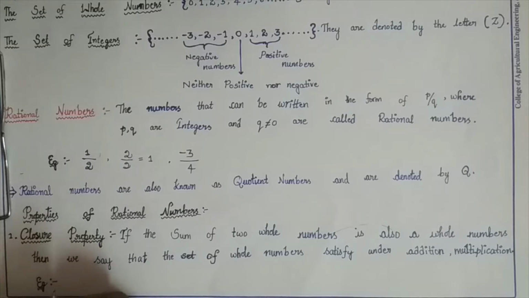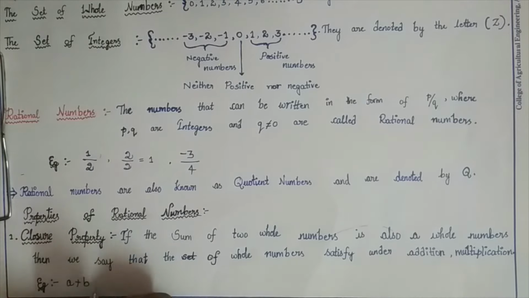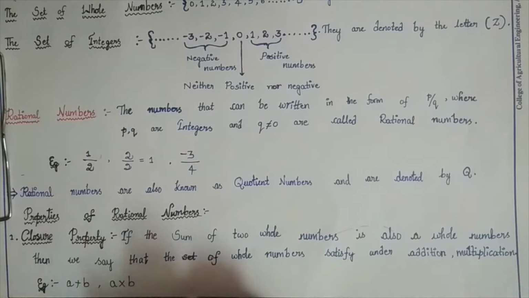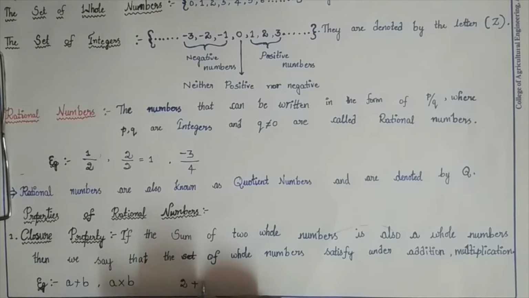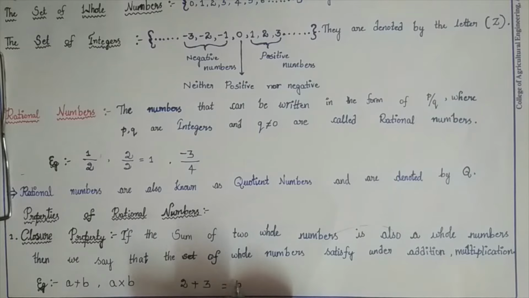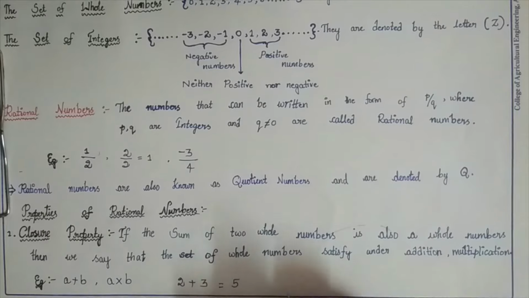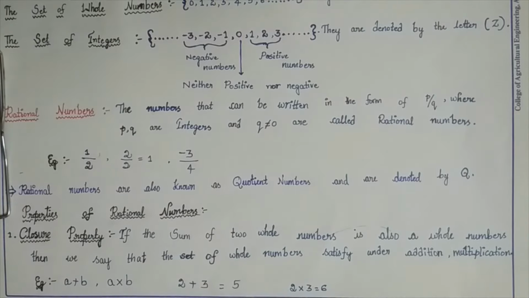If you take a plus b, a into b, in the place of a you can take 2 plus b 3. So its sum is 5, which is a whole number. And multiplication also. You can take 2 into 3, which is nothing but 6. So like this it is satisfied under whole numbers.